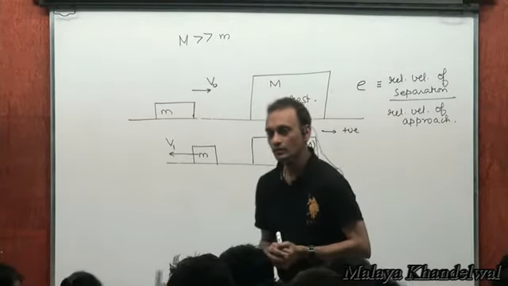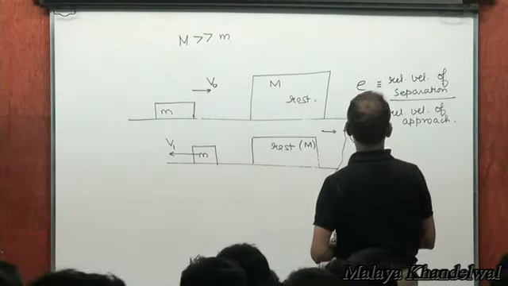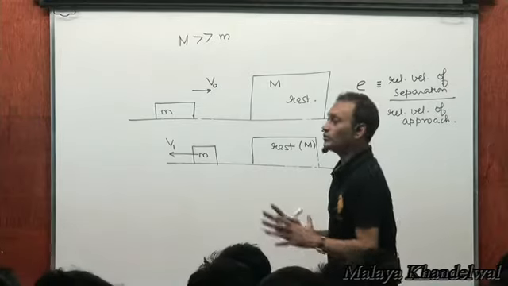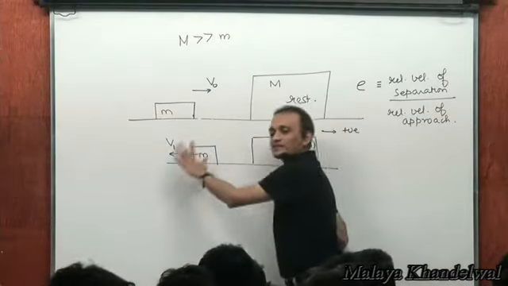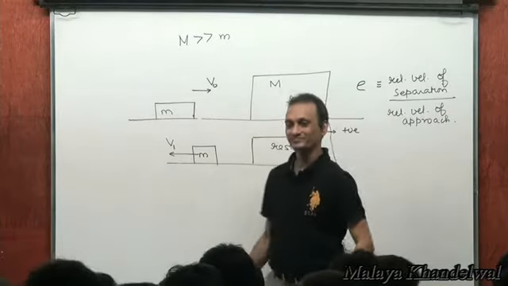Sorry? Huh? No. When I say this mass minus this, it means velocity of this mass minus velocity of this mass. That's what I mean.